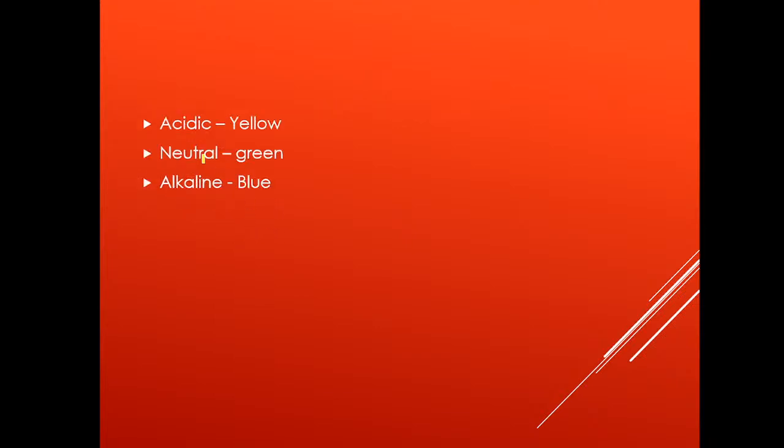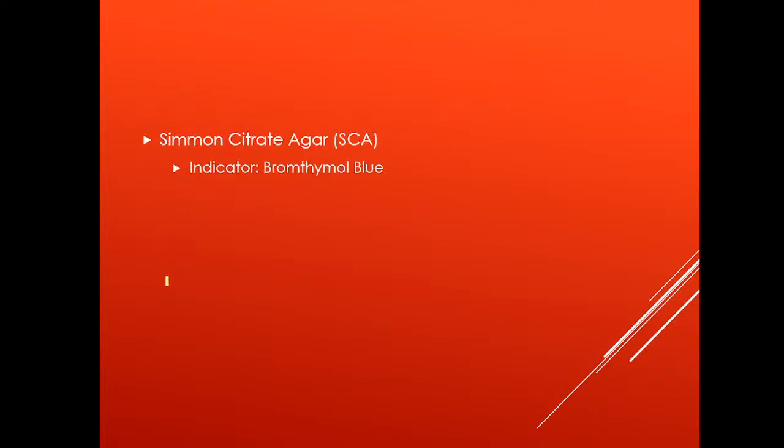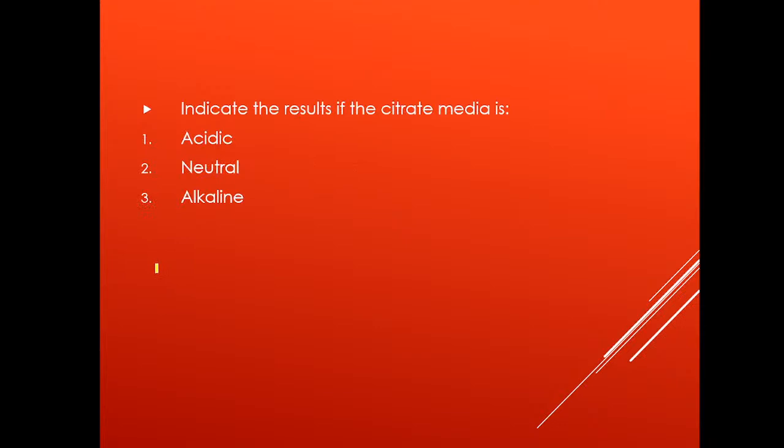All right. So, sir, is it okay to get yellow color? Is it positive for citrate? No. This means that the organism is not utilizing the citrate, but rather it's producing acids. What we want to look for is the change in color from green to blue. This is the one that we're looking for. So that's the reason why I asked you guys what's the appearance of Simmons citrate agar.